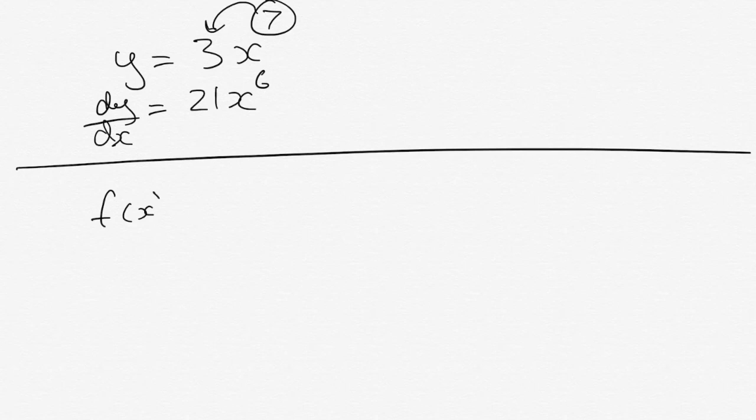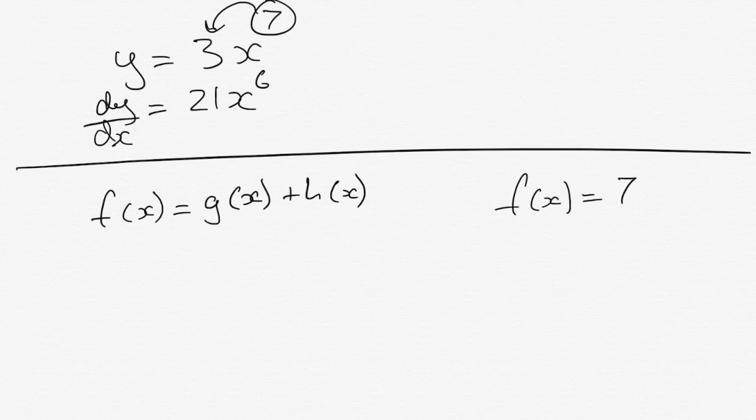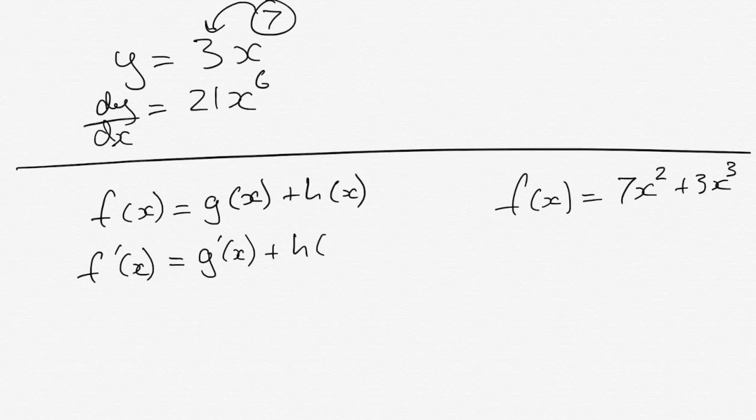What happens if we've got multiple functions added together? Let's say that we've got a function of x called f of x, which is really just two other functions added together, g of x and h of x. All right. An example of this might be, let's say that our function is equal to 7x squared plus 3x cubed. Now, how do we find the derivative of this? One rule that you need to know is that the derivative of any function like this is just equal to the derivative of the two separate functions added together as well. So when we've got multiple functions that are joined together with addition or with subtraction, then we really just find the derivative of them separately.